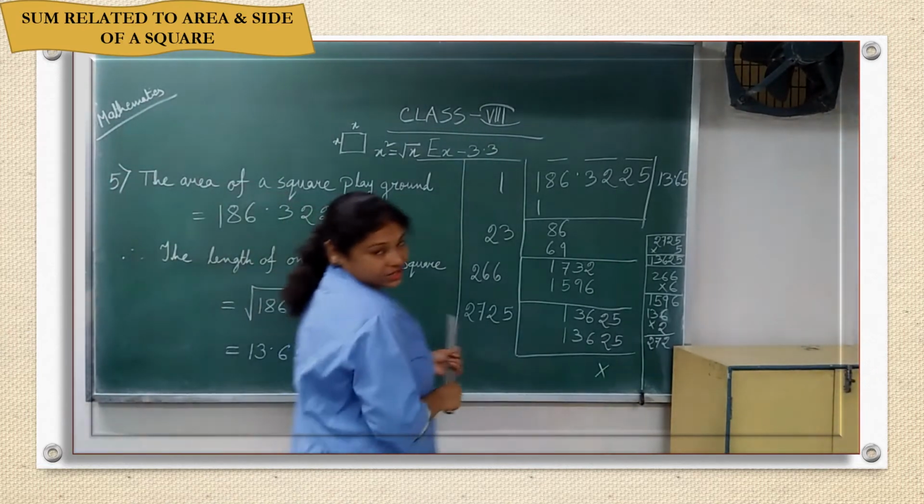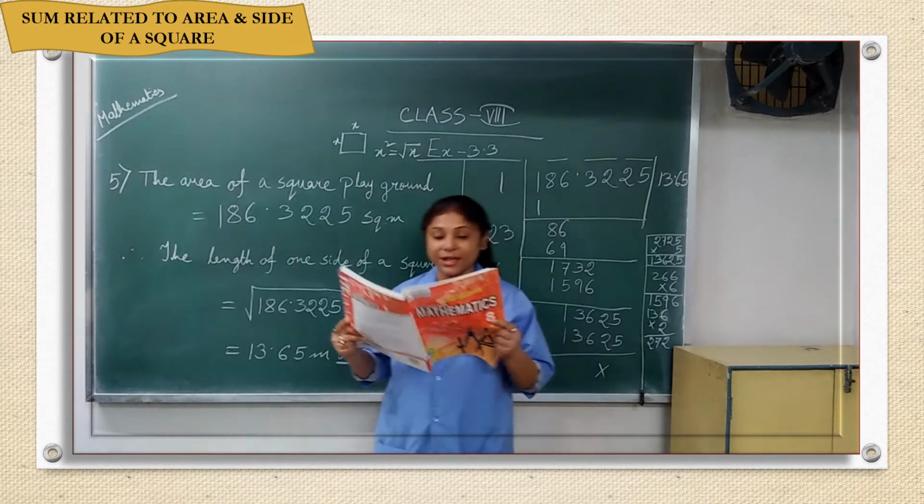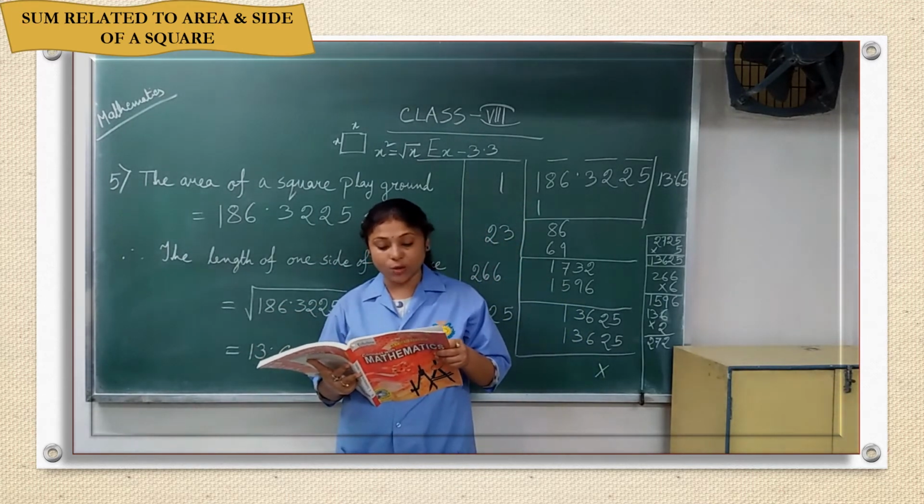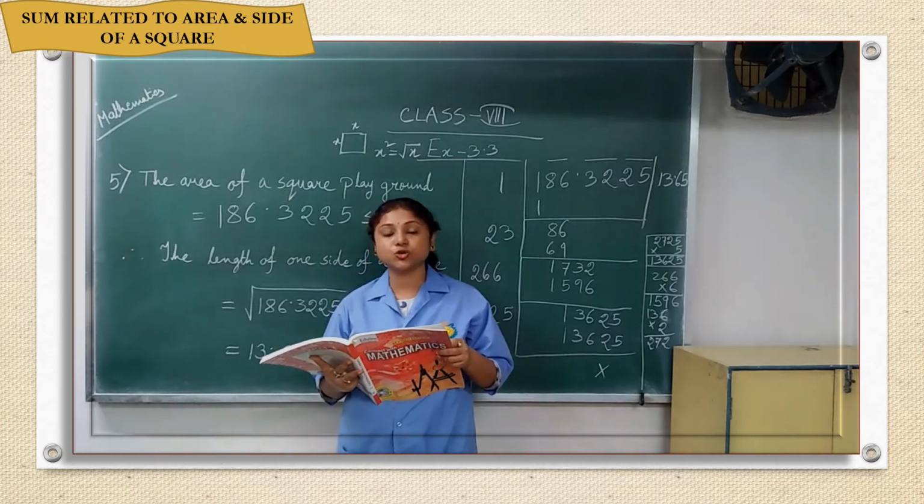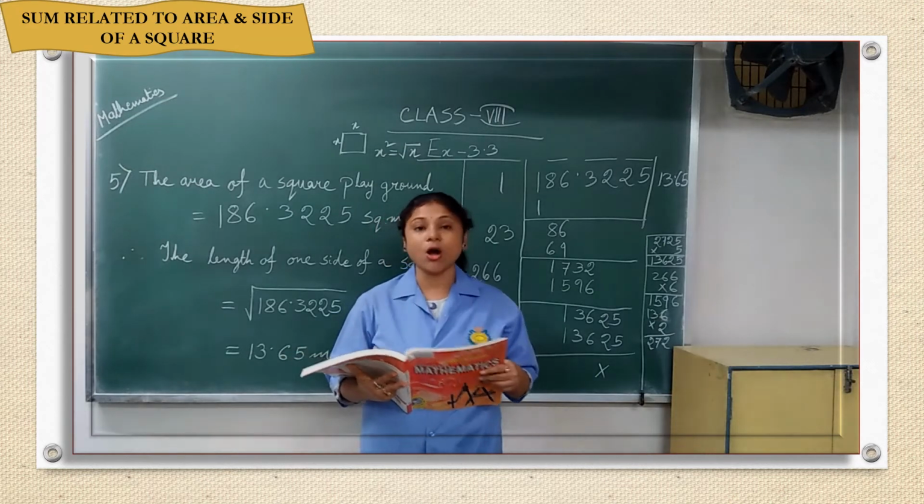Good morning, class 8 students. So we are continuing exercise 3.3, number 5, problem sums on square root. The area of a square playground is 186.3225 square meter. Find the length of one side of a square.